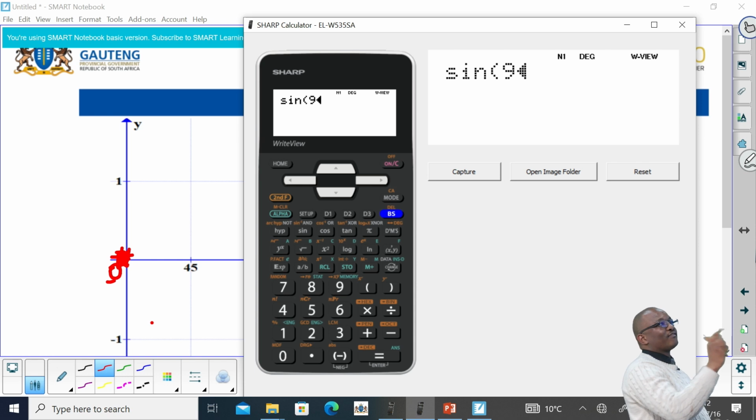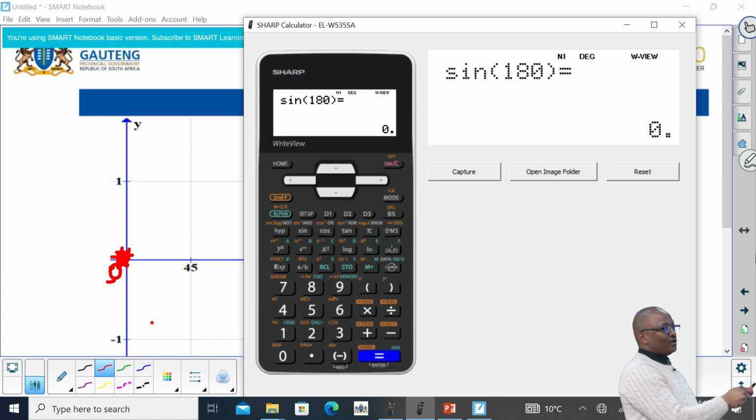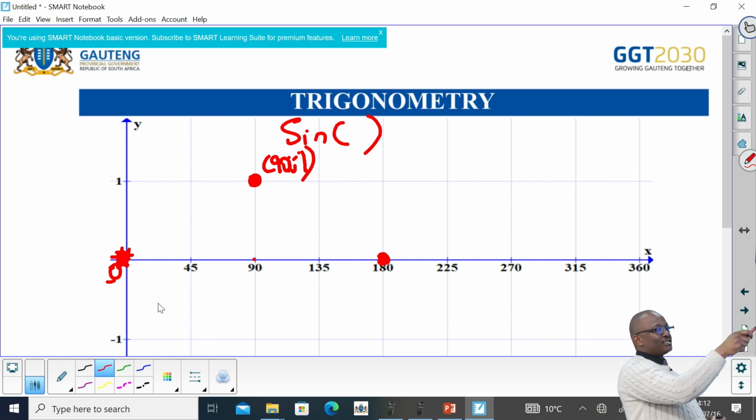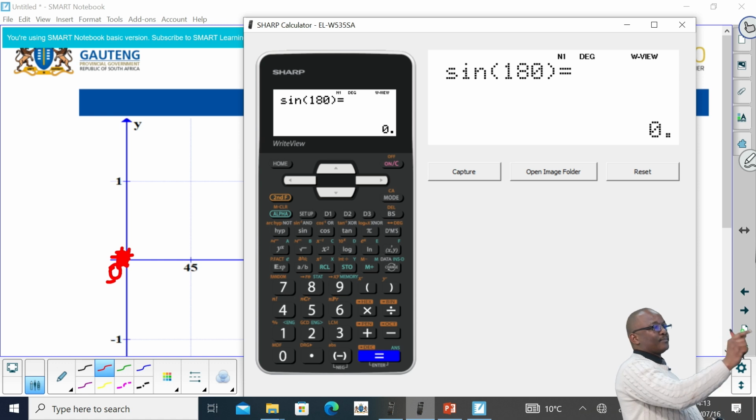Then you go again to substitute now 180. Remember, it goes with the interval of 90. From 0 to 90, 90 to 180, 180 to 270, and 270 to 360. So now, if I put 180 and press equal sign, we are going to get 0. It means now it will go back to 0. Correct. So you can see that it's going to 0. If you substitute 0, you get 0, 90, you get 1, 180, you get 0. And we still continue to say 270.